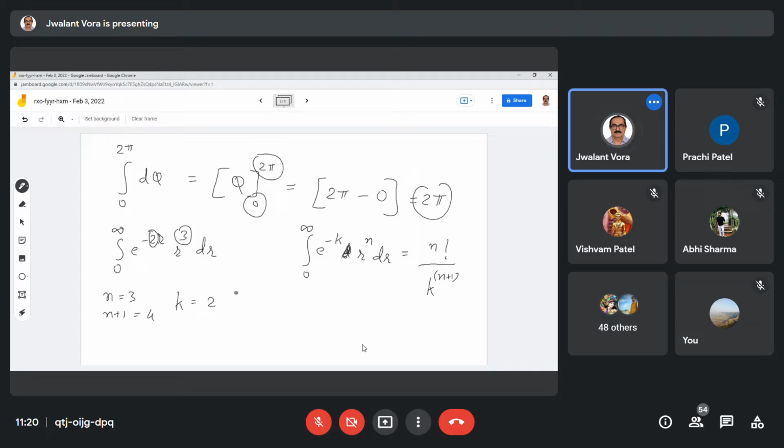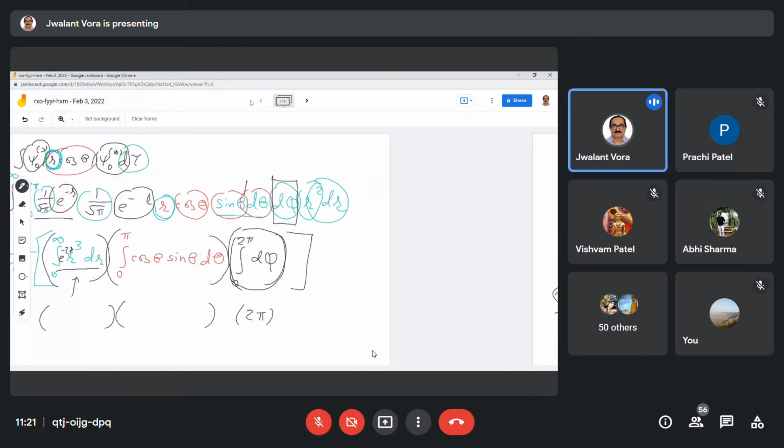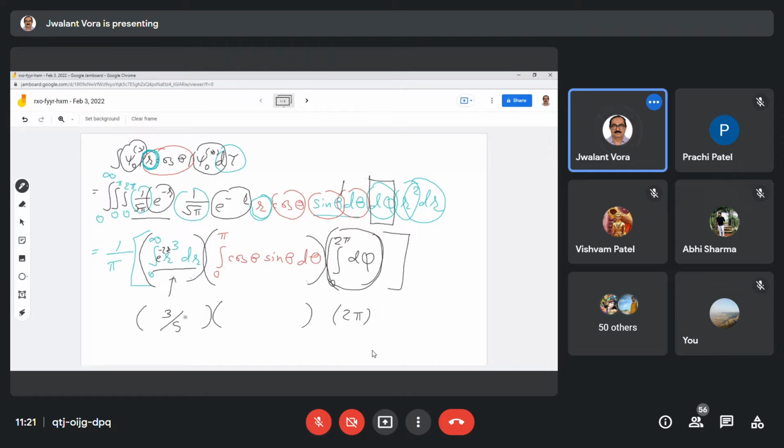So this integral is equal to factorial 3, that is 3 into 2 into 1, upon k is equal to 2, 2 raised to n plus 1 is equal to 4. So this is equal to 3 into 2 upon 8 into 2. This is equal to 3 upon 8. If there is any mistake, please tell me. This is equal to 3 upon 8.